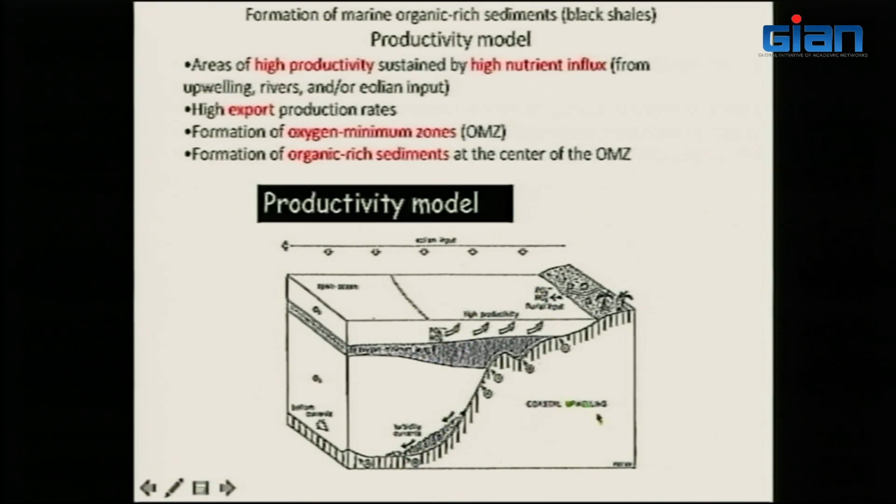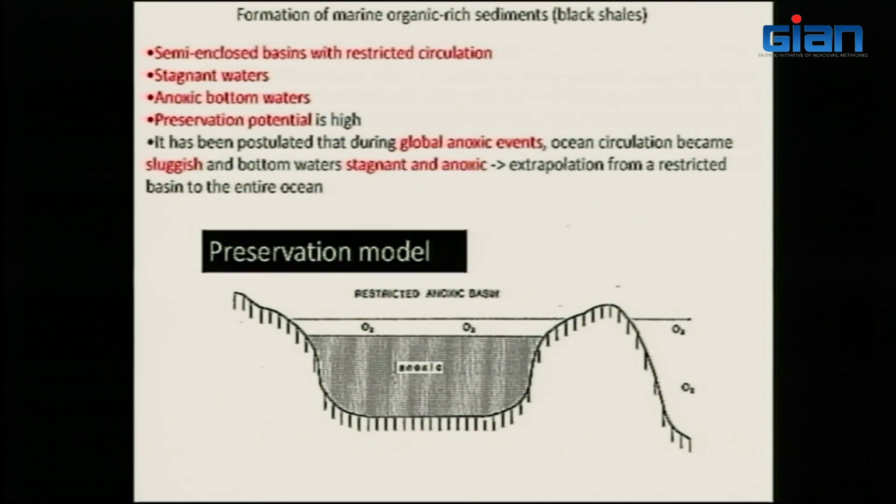And this oxygen minimum zone may move clearly onto the shelf, for example, if you have a transgression. So I would say it's some kind of dynamic model. And then you have the second model, which is more a stagnant model, a preservation model. So generally you have a semi-enclosed basin with quite restricted circulation, okay? Stagnant water, anoxic bottom water, preservation potential is quite high.